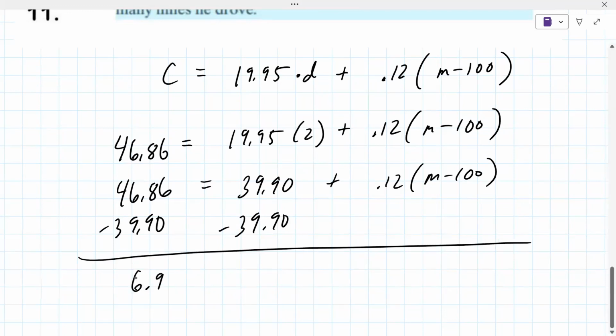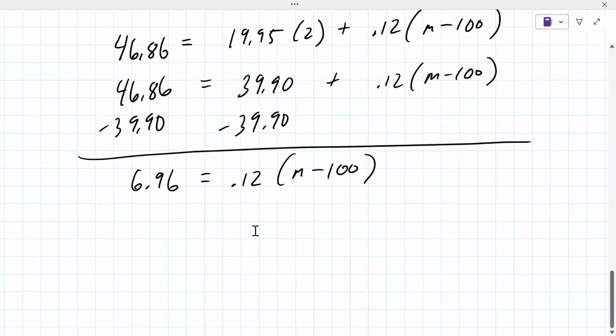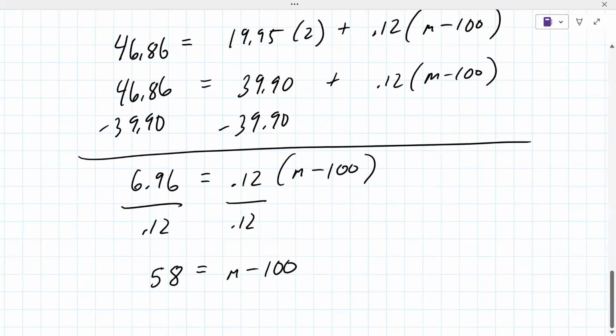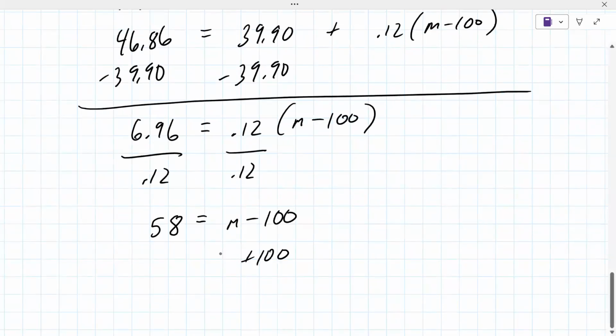I got 6.96 equals 0.12 times m minus 100. All right, I got the same thing. Excellent. Now, rather than multiplying this 0.12 in, we're going to divide by 0.12 on both sides. And you should get 58 equals m minus 100. Adding 100 to both sides, you get m equals 158 miles.